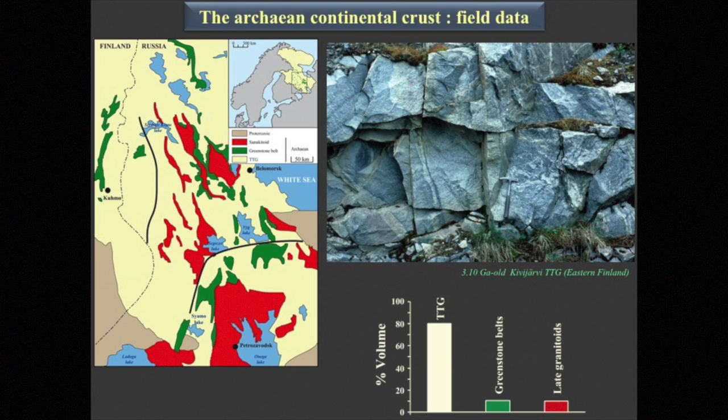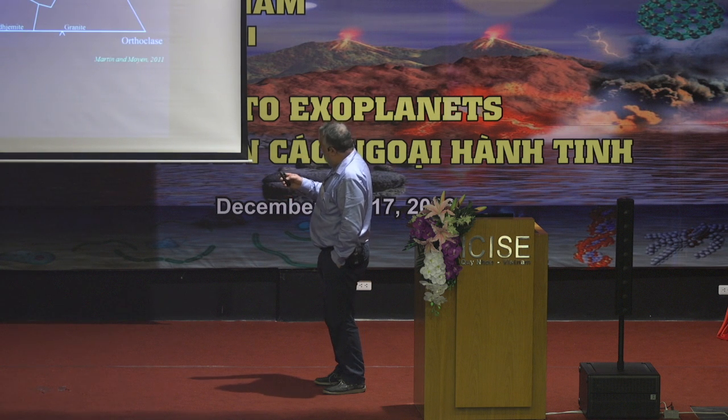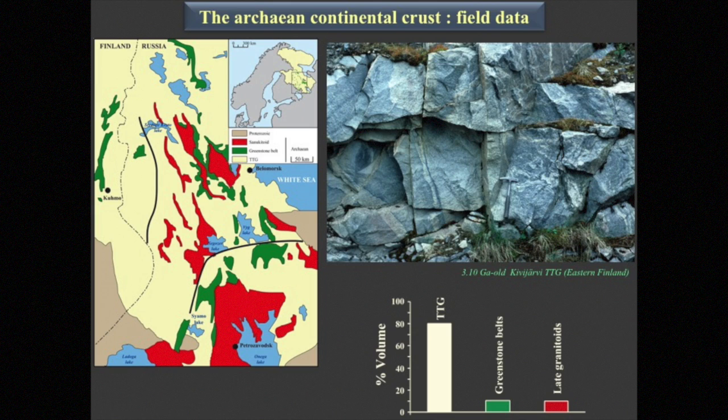If we look at the continental crust, here is a typical outcrop of continental crust in Finnish Karelia. And we can see that we have three kinds of rocks. We have a gneissic basement, which is in yellow here. We have greenstone belt in green and late granite in red. So during this talk, I will speak only about the basement.